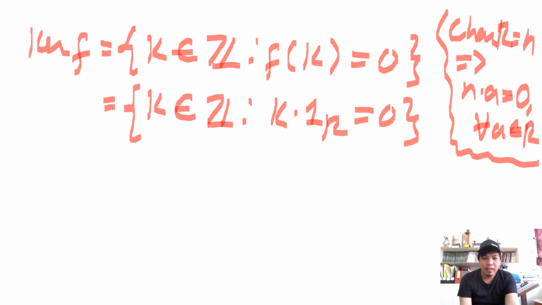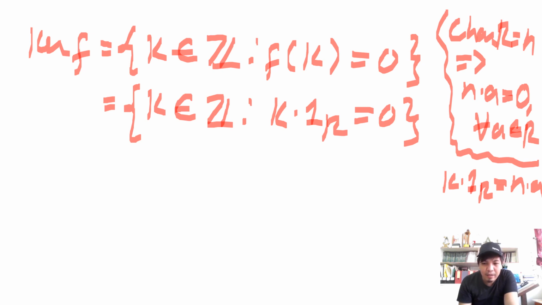Okay, notice that in this equation, we know that f of k is actually an element of the range, which is R. So since these two are equal, k times 1 sub r is also in R. So if we compare this equation with the definition of the characteristic of R, we can equate k times 1 sub r to be equal to n times a because both of them are equal to 0.